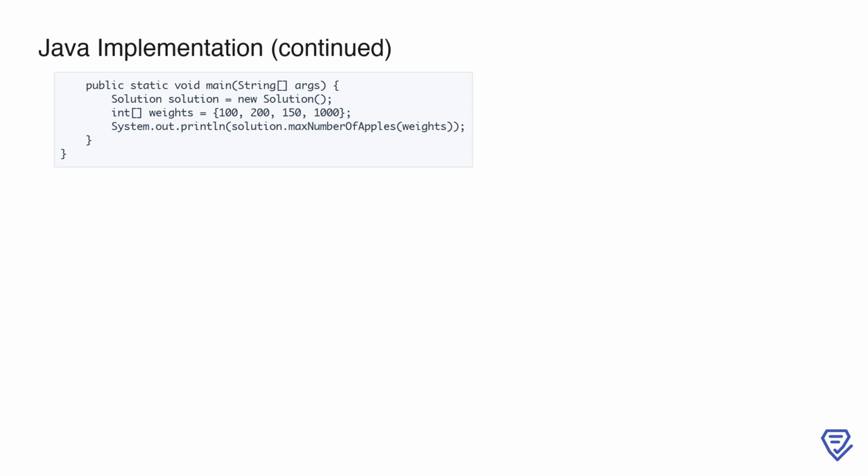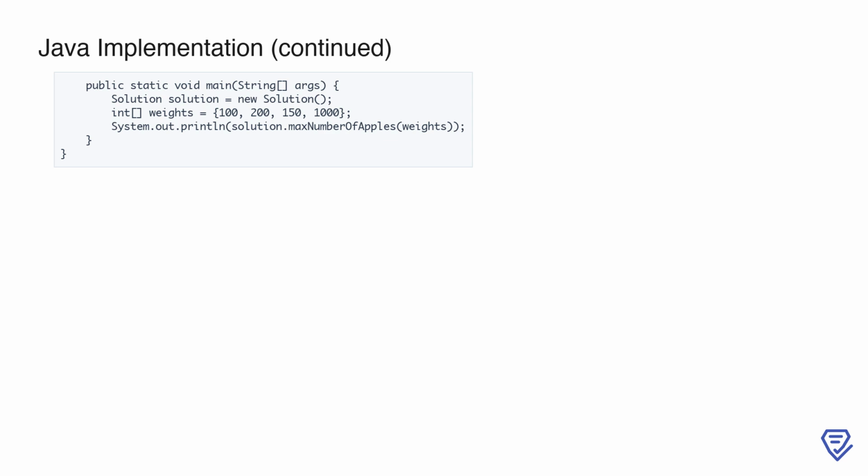In this slide, we have the main method, which demonstrates how to use the solution class and the maxNumberOfApples method. We start by creating an instance of the solution class. Then, we define an array called weights, which contains the weights of the apples we want to process. In this example, the array includes values of 100, 200, 150, and 1000 grams. We then call the maxNumberOfApples method on the solution instance, passing the weights array as an argument.